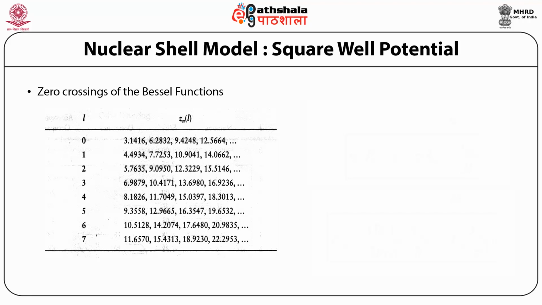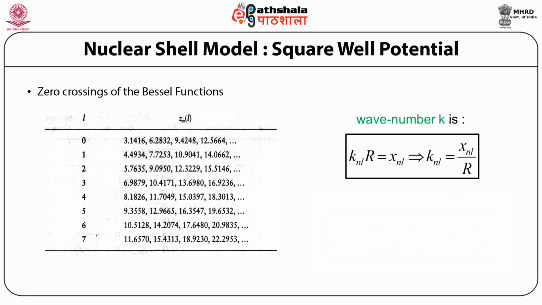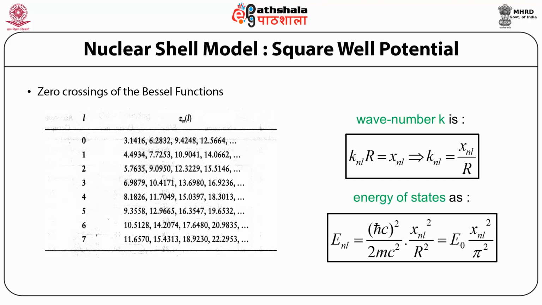Before arranging these in terms of x value, first of all we will define the wave number k. Since we put kr = x in the Bessel wave function J_L(kr), k_NL r = x_NL, which implies that k_NL = x_NL / r. The energy of the state is given as E_NL = (ħc)² / (2mc²) × x_NL² / r², that is equal to E_0 x_NL² / π².